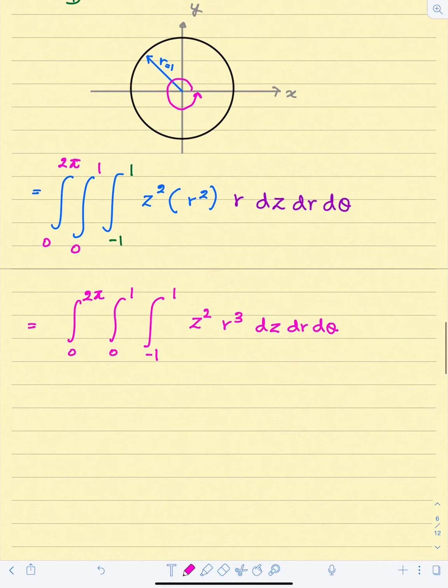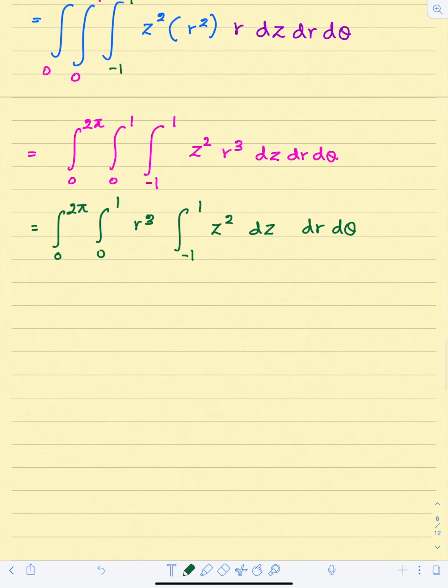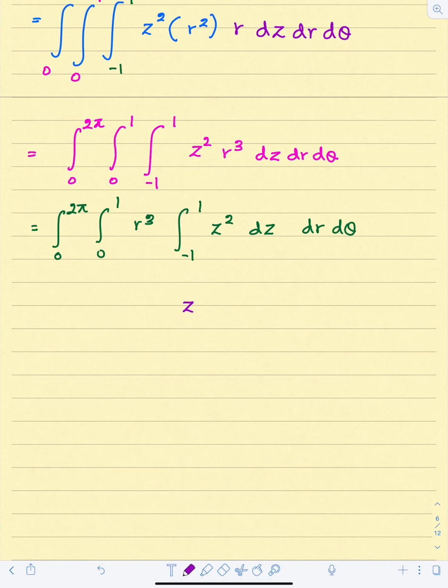Okay, so my first variable of integration is z. With respect to the z variable, r cubed is a constant, and we can pull out a constant from the integral sign. So r cubed, integral from -1 to 1 of z squared dz, then dr d theta. Okay, integrate z squared. Integral of z squared is z cubed over 3. Lower limit is -1, upper limit is 1.